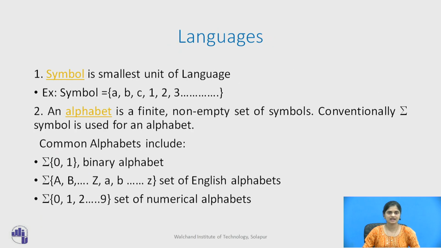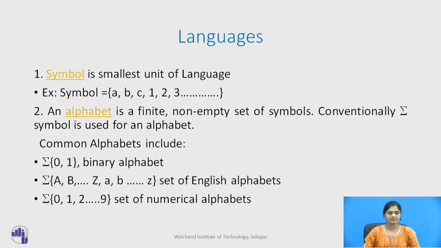Moving towards what are languages. Before studying what are languages, we should have some knowledge about symbol, alphabets and strings. A symbol is the smallest unit of a language. Like for English language, we have the symbols A, B, C. For numerical language, we have symbols 1, 2, 3 up to 9, etc.